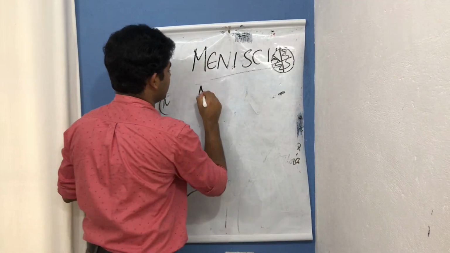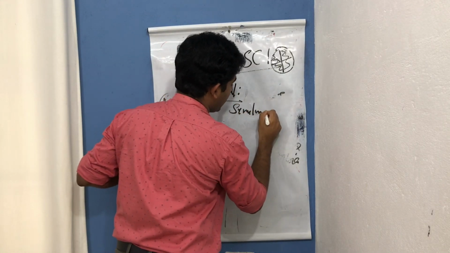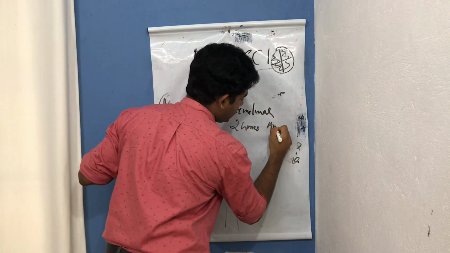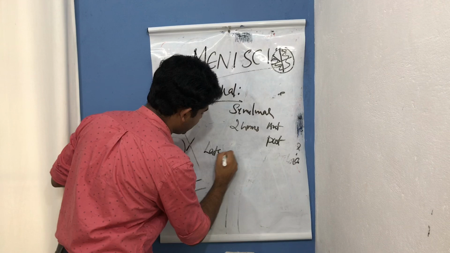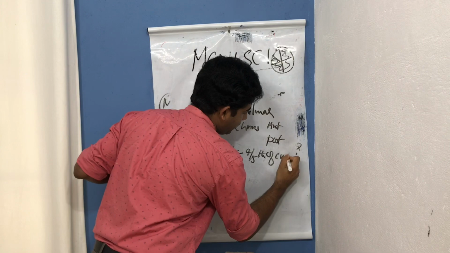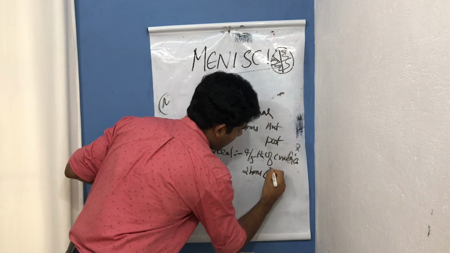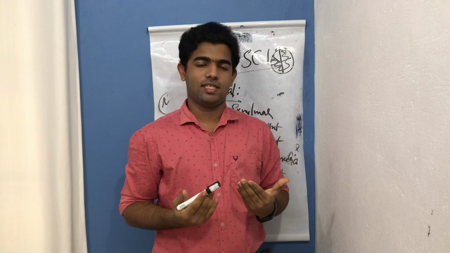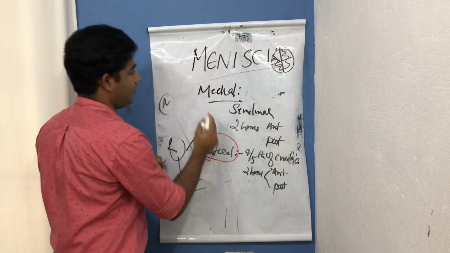The medial meniscus, which as I told earlier is semilunar in shape, has two horns, the anterior horn and the posterior horn. And you have the lateral meniscus, which is actually 4/5 of a circle, and it also has two horns, the anterior horn and posterior horn. When we examine the menisci, we understand that the lateral meniscus is larger than the medial meniscus.